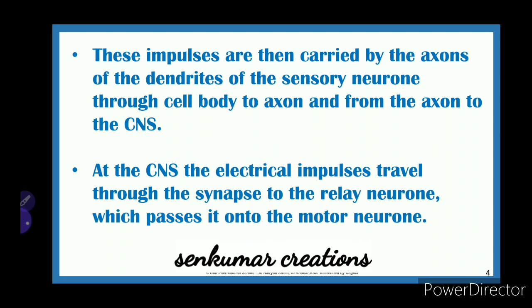It is acting as a common bridge, connecting the sensory neuron and the motor neuron in the central nervous system. Now, at the central nervous system, you can see the electrical impulses travel through the synapse to the relay neuron, which passes it on to the motor neuron. Okay, this is the function of the relay neuron.